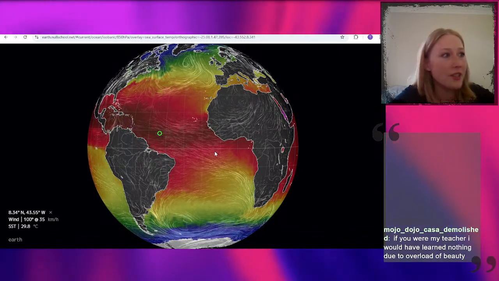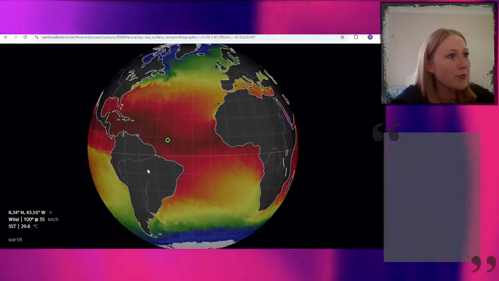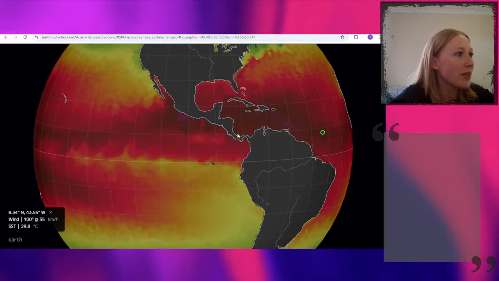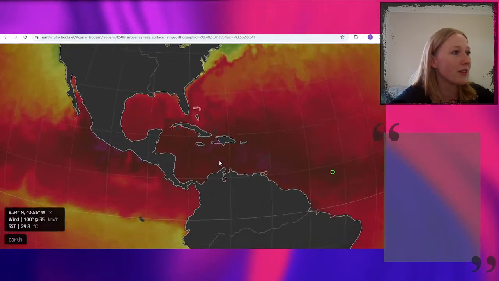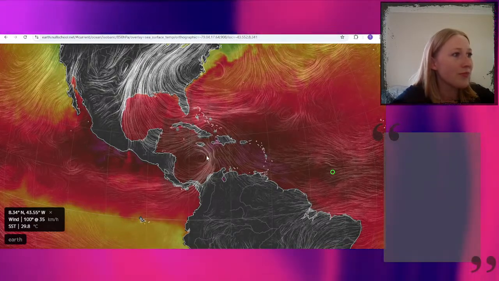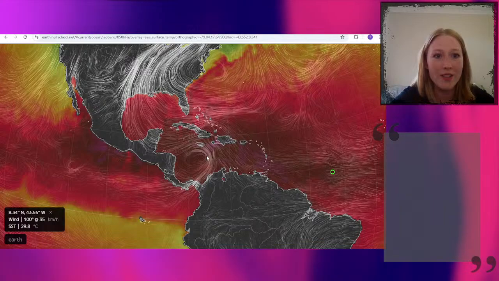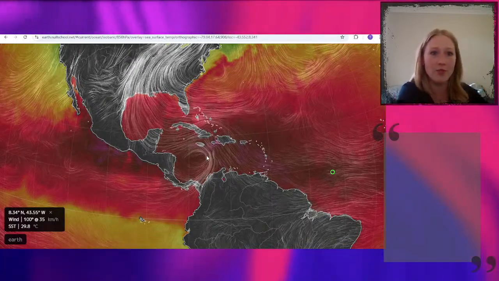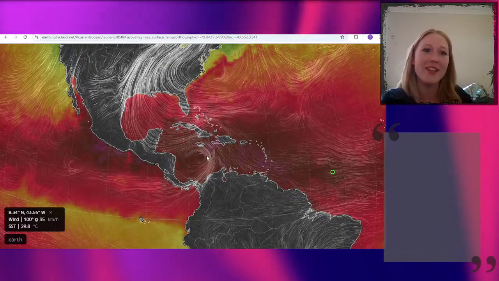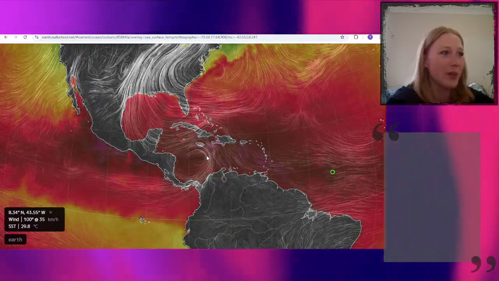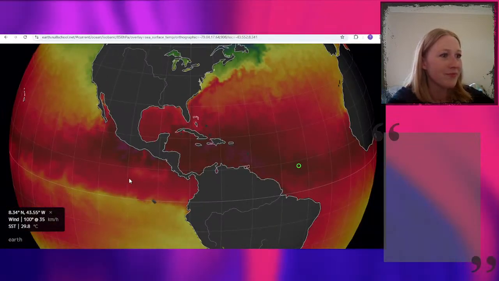I don't really see any circular movement. Nope. There I see something. There we go. You see that there? It's moving anti-clockwise. So that's a cyclone, or cyclonic. It's not a hurricane or anything. I'm just saying it's cyclonic movement. So it's a low pressure system. Yay, we found one. Let's see if we can find more.